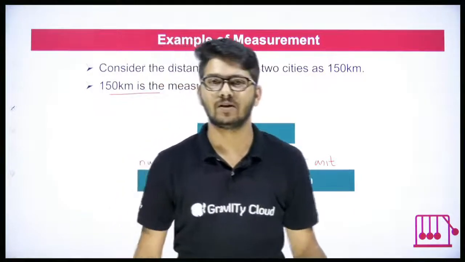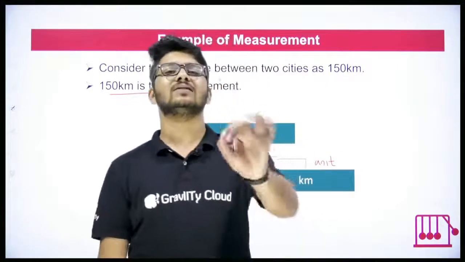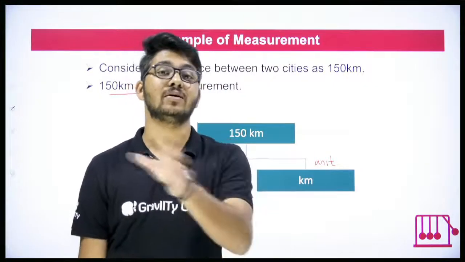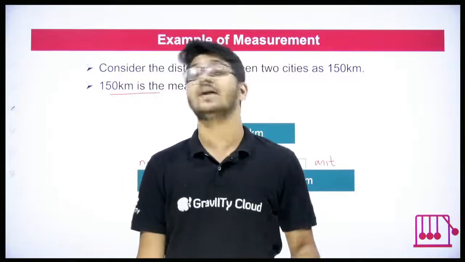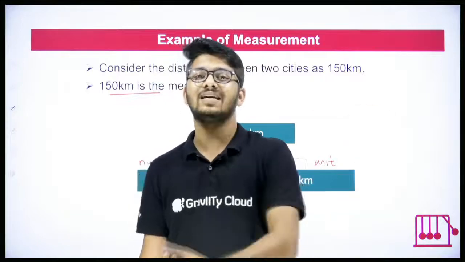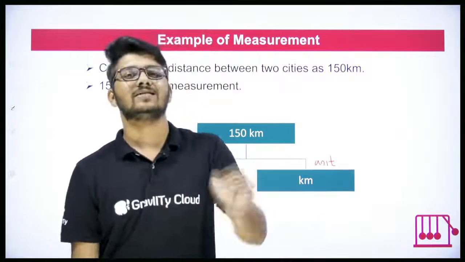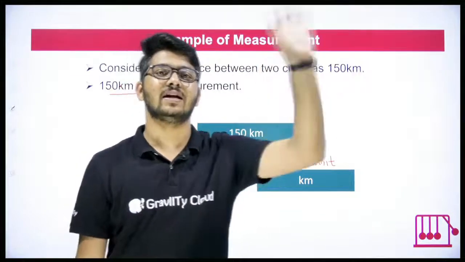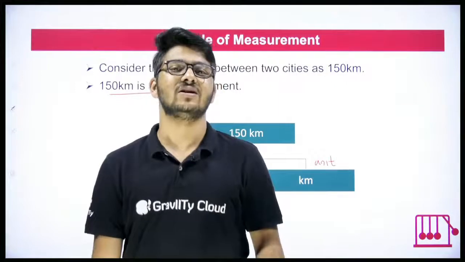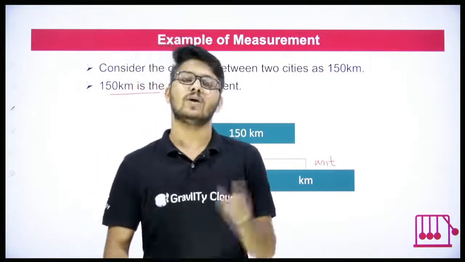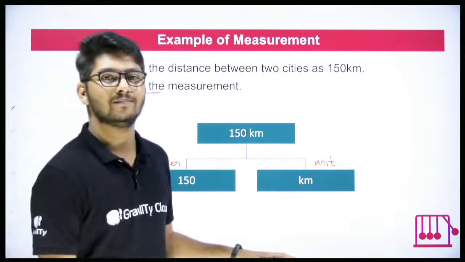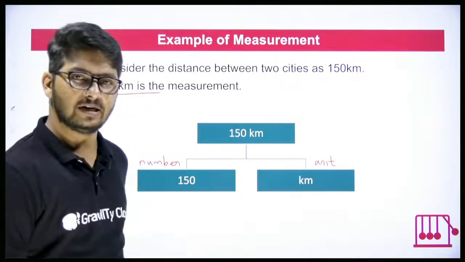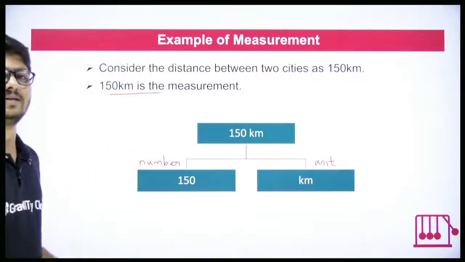You can take any measurement. You can take time. The time interval between two events, let's say 1 minute. 1 is the number, minute is the unit. Let's say the time interval is 200 days. 200 is the number, days is the unit. The mass of an apple, let's say 200 grams. 200 is the number, gram is the unit. So any measurement will have both parts, number as well as unit. Understood what measurement is? Good. So that is the basic.